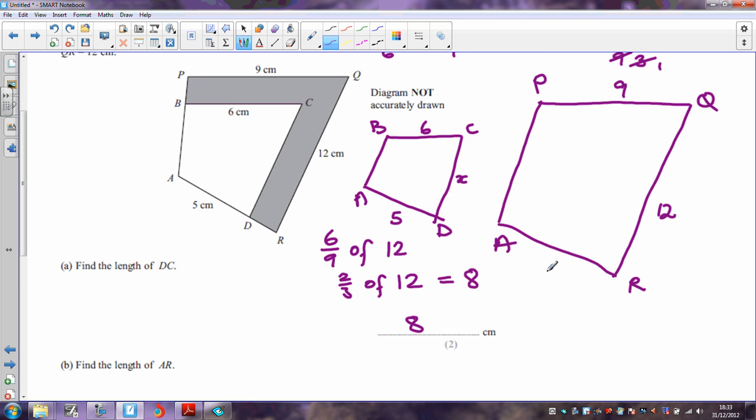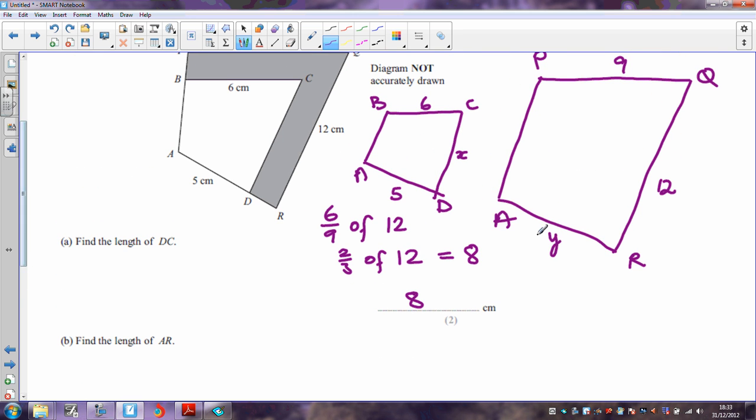Okay, we now want to find the length of AR. Let's call that Y. Okay, again, we can see that y, this time, is going to have to be multiplied by 9 over 6. Okay, we're going to have to multiply 5 by 9 over 6 to get AR. Okay, instead of 6/9, 5 times 9 over 6. In other words, we're going to have 45 over 6. Or we can divide the top and the bottom by 3 to get 15 over 2. So that must be 7.5.